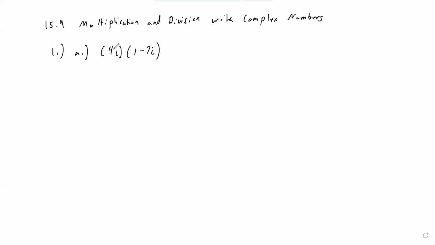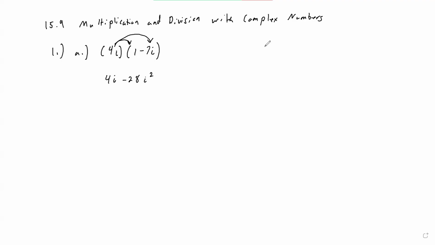So here we go. We're just going to multiply like we normally do. 4i times 1 is actually just 4i, as if you treated it as a letter x. And then 4i times negative 7i. So you do 4 times negative 7, and you would get negative 28. And then i times i, which is i squared.